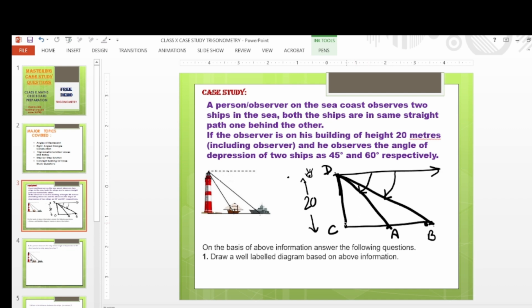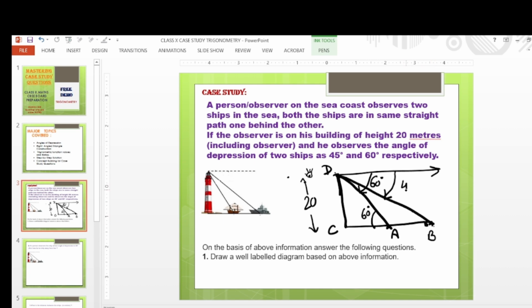Here also students make mistakes. Simple students, which arc is more? This arc is more. So this is 60 degree and this is 45 degree. And one more thing, when you are labeling it as 60 degree from this horizontal line with this line of sight, these are alternate angles, right? So this is also 60 degree. Now look at the other angle of depression. The horizontal line with this line of sight, this is the line of sight when he's looking at B.